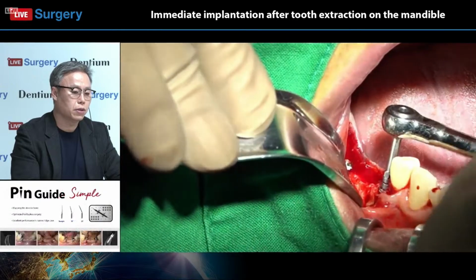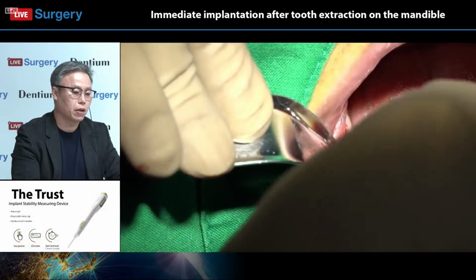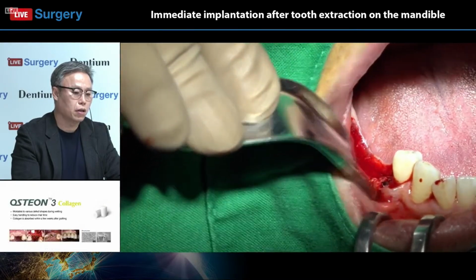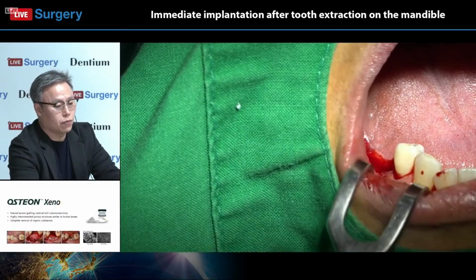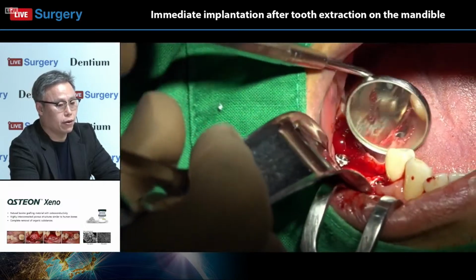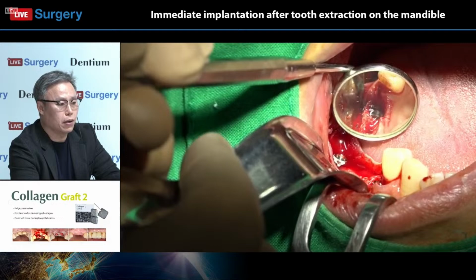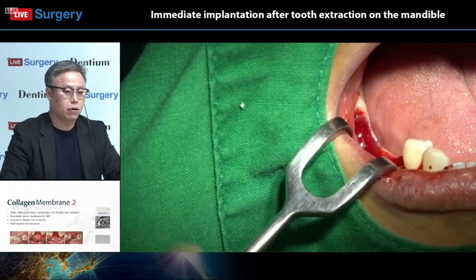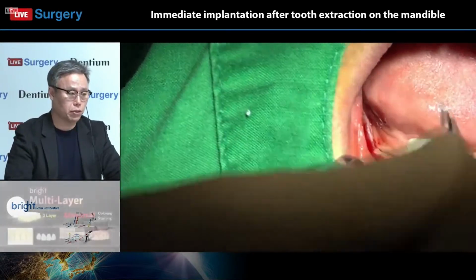I think he got pretty good initial stability. A 4.0 diameter implant was placed in the premolar area, and a good way to check the depth of the implant is to use the dental mirror to confirm the vertical location.